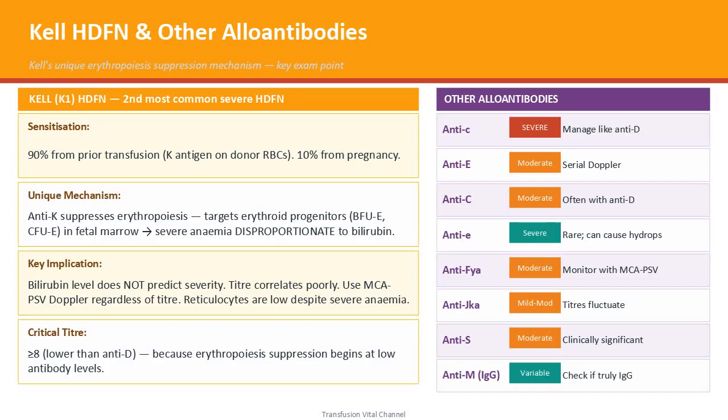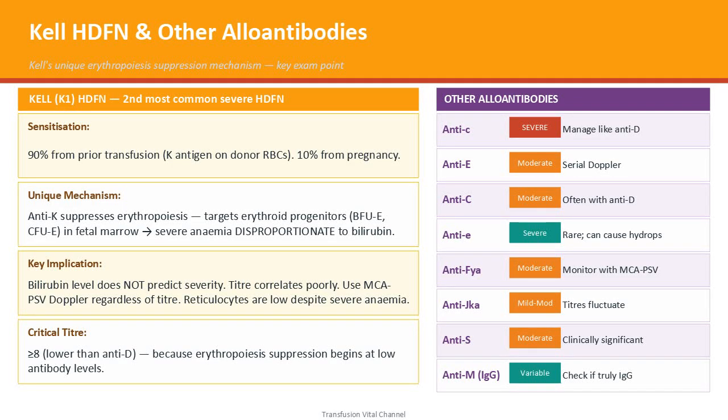So what we can do: you cannot rely on the bilirubin or the titer to assess the severity in Anti-K HDFN. MCA PSV Doppler monitoring is mandatory regardless of the antibody titer. The critical titer for Anti-K HDFN is greater than or equal to 8.